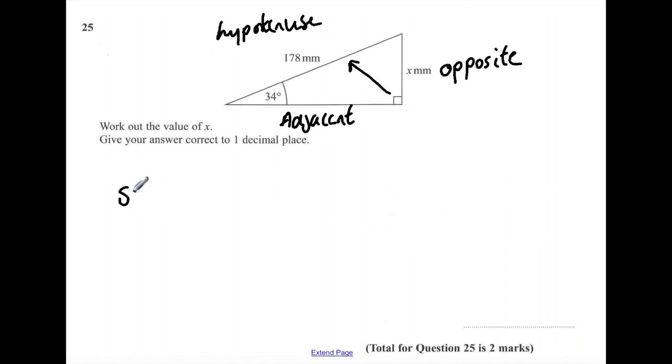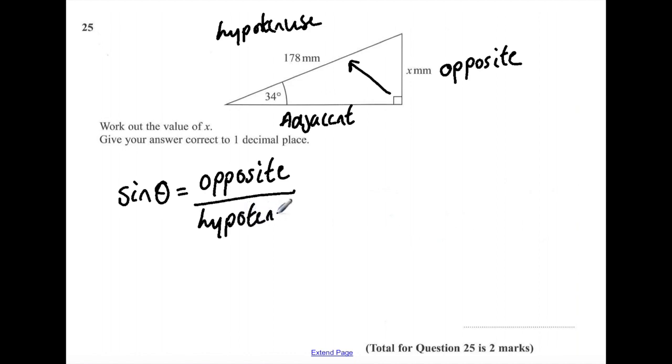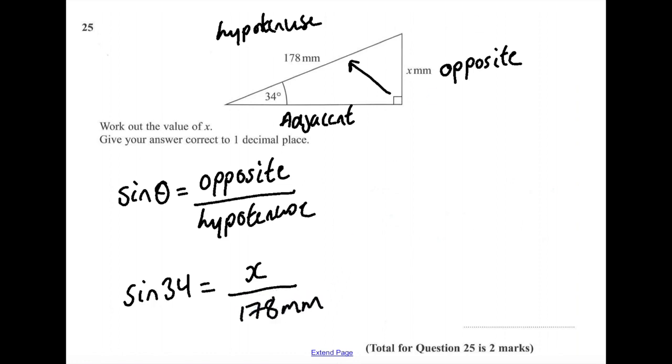Given that we want to work out the value of x and we've got the hypotenuse, I'm therefore going to be using the sine function. So sine theta is equal to the opposite divided by the hypotenuse. Now all I'm going to do is plug in the information given to us in this question into this equation. So we have sine 34 equals x over 178 millimeters.